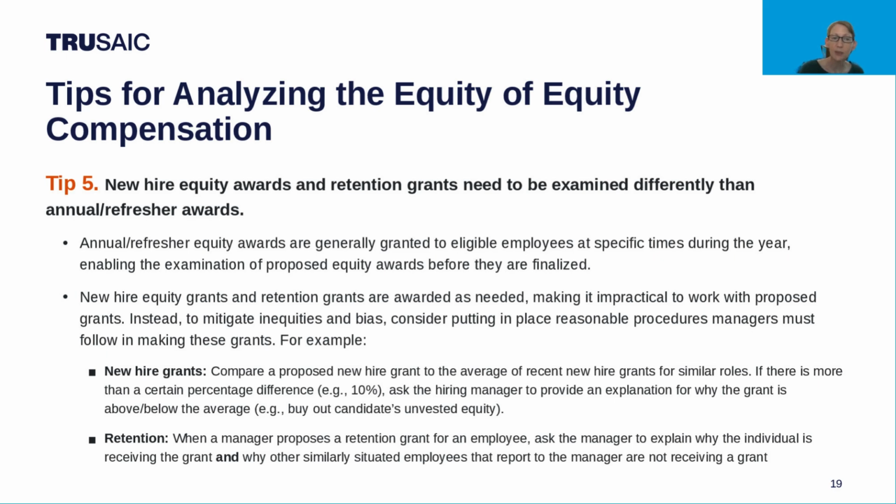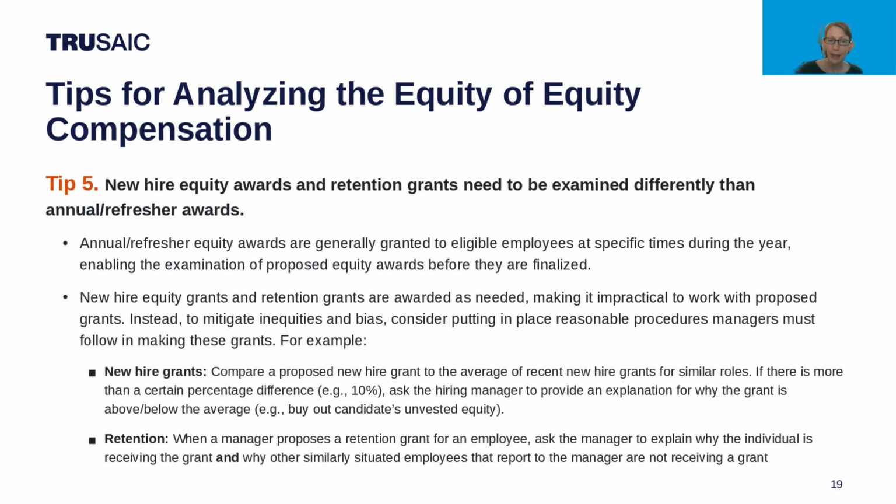So our 5th tip is focusing on new hire equity awards and retention grants. Our tip here is that those need to be examined differently than what we just talked about in terms of the annual refresher awards. The annual refresher equity awards are typically granted at specific times during the year, so the process makes it possible for you to examine a proposed equity award before they're finalized. But other types of grants, such as new hire grants and retention grants, are awarded pretty much only as needed. And so it's impractical to work with proposed grants for these grant types.